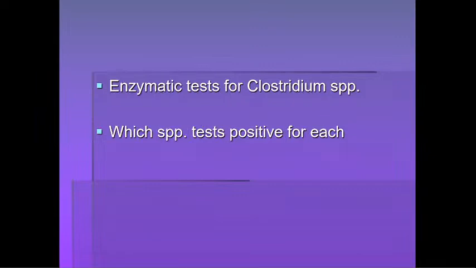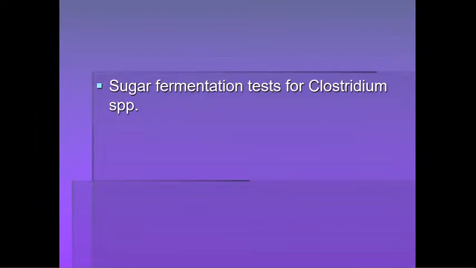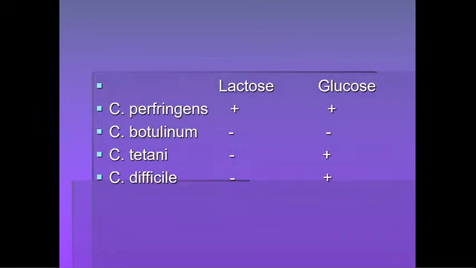Now we can do enzymatic testing for Clostridium species, and we can differentiate two organisms. Lecithinase will test positive for Clostridium perfringens, while lipase will test positive for Clostridium botulinum. We can also use sugar fermentation to identify Clostridium species. Clostridium botulinum will test negative for all. Clostridium perfringens will be the only one that will test positive for lactose, and everybody else will test positive for glucose fermentation except for Clostridium botulinum.